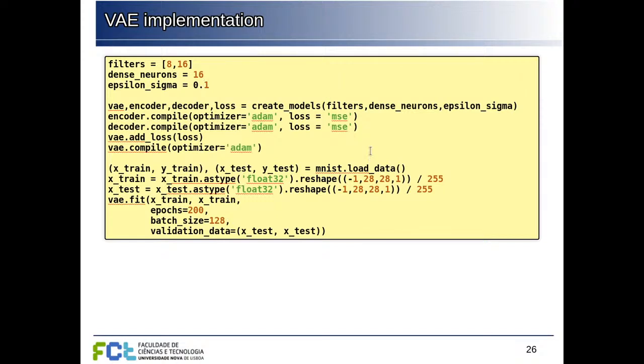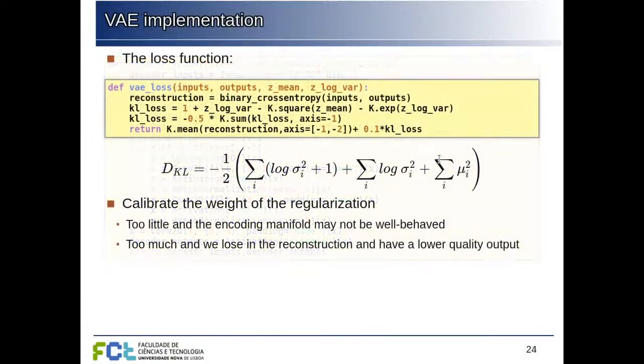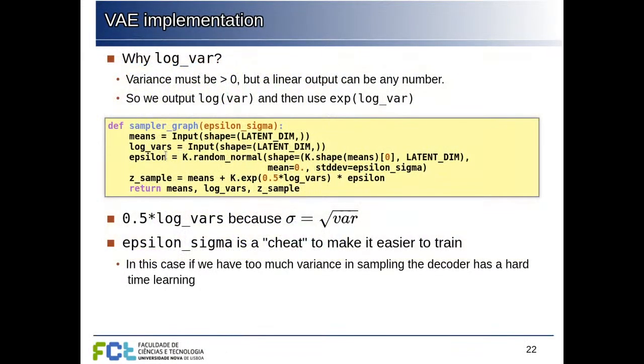This is the specification of the architecture that I'm going to try here. Actually, this is 0.1. So this is one convolutional block using 8 filters per convolution, and then another one using 16, and then 16 dense neurons. This is an example of what you can do. This is for creating those models, and I use the epsilon sigma of 0.1. This is the cheat here on the sampler, so that we don't have a large standard deviation when we are randomly sampling from those distributions.